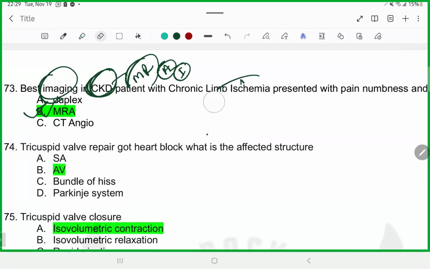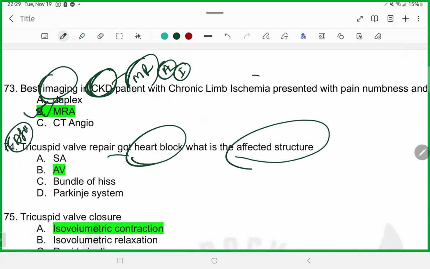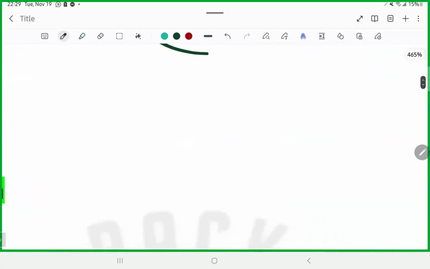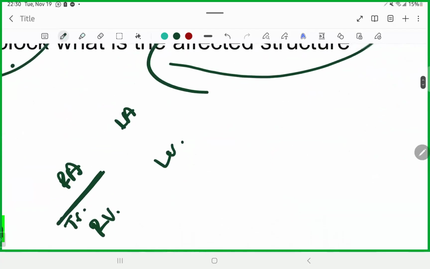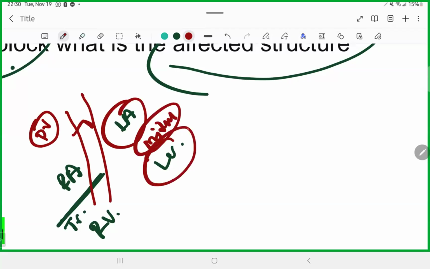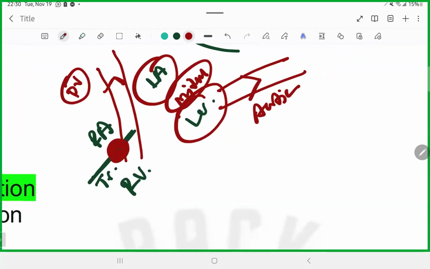Okay. Tricuspid valve repair; after a tricuspid valve repair, the patient got heart block. What is the affected structure? See, we have four valves. We all know: right atrium, right ventricle, left atrium, left ventricle. Between right atrium and right ventricle, we have the tricuspid valve. Between right ventricle and pulmonary trunk, we have the pulmonary valve. Just to recap, left atrium and left ventricle, we have the mitral, and from left ventricle to the whole body, we have the aortic valve. And we have the AV node here. So after tricuspid valve repair, if you have a heart block, you must have damaged the AV node.